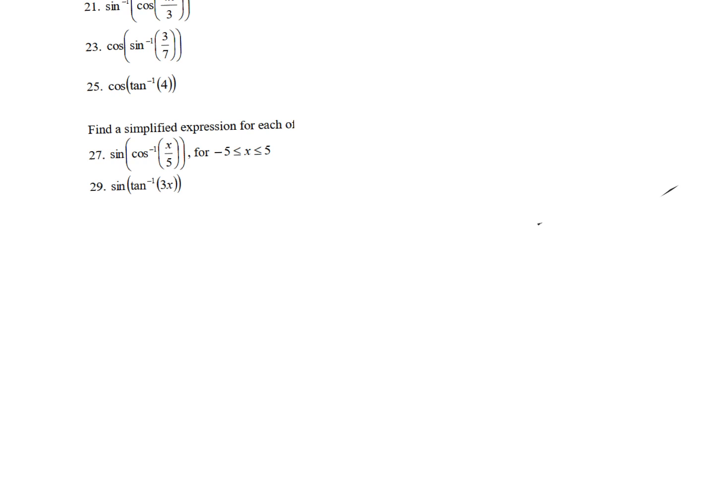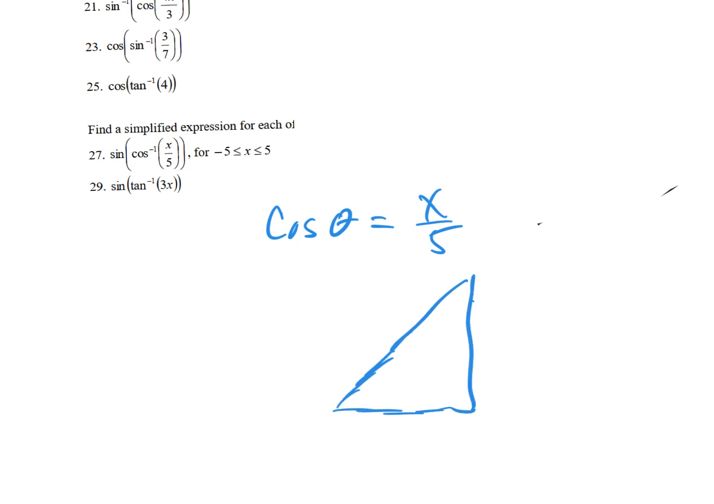So for number 27, I've got some angle, and I know the cosine of that angle is equal to x over 5. Well, I'm not going to be able to do too much with that like I was doing, but let's draw a triangle. Here's the angle. And we know this is the adjacent side, that's the hypotenuse, or x over the radius. So this is x, this is 5, and because this is a right triangle, we can find that other side. So isn't that 25, 5 squared minus x squared?